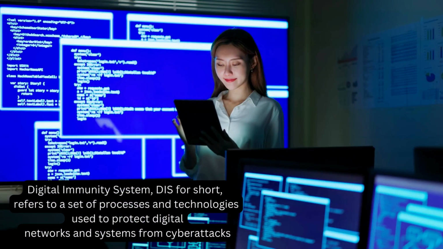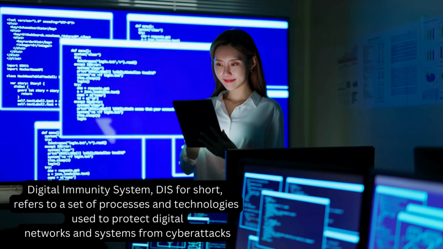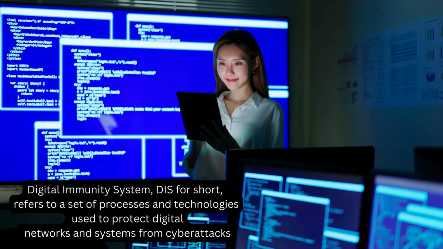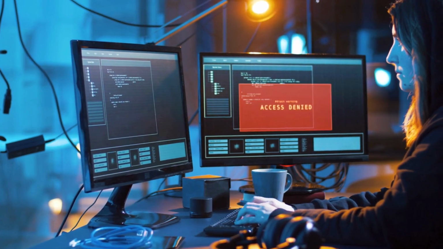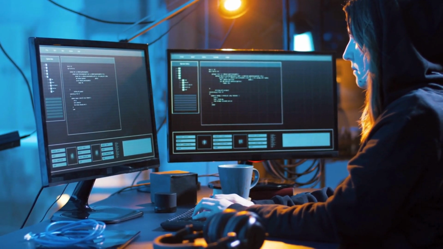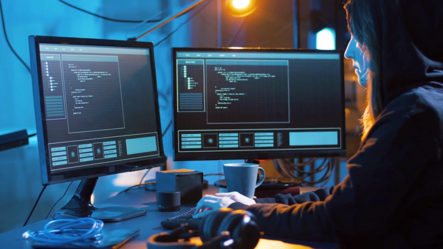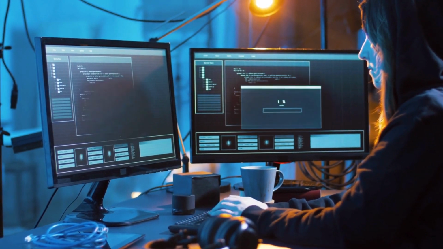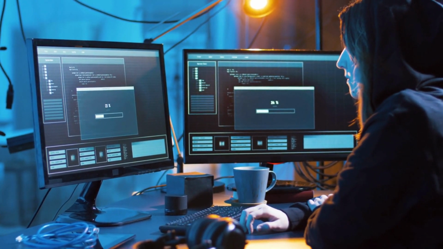Digital immune system, or DIS for short, refers to a set of processes and technologies used to protect digital networks and systems from cyber attacks. Just as the human immune system recognizes and fights pathogens, the digital immune system is designed to detect and respond to harmful activity. In today's digital environment, where cyber attacks are becoming increasingly complex and widespread, the importance of a digital immune system cannot be overemphasized.